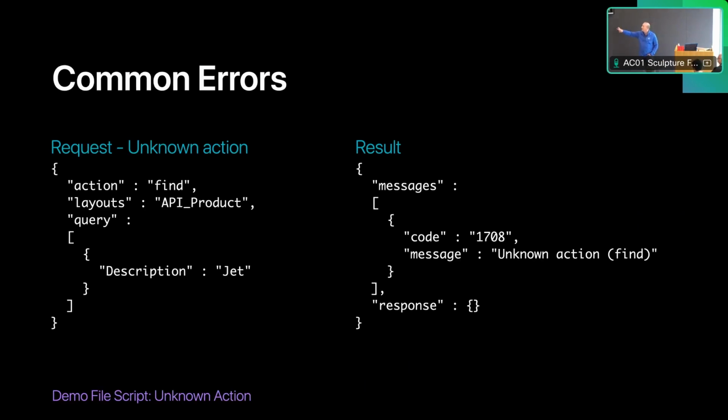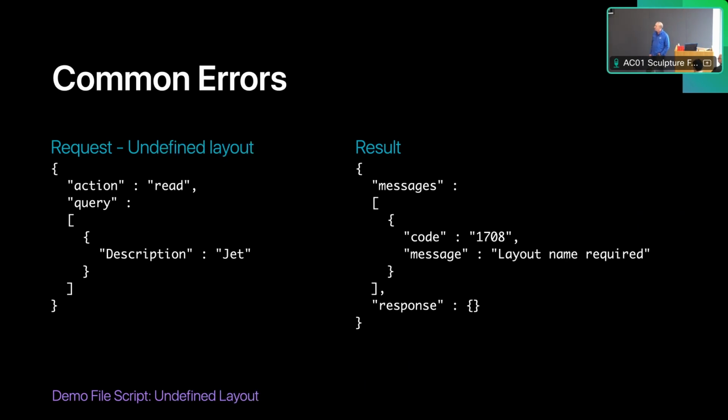So I put that in there, and you'll see over here in our messages, we've got the code of 1708, and the message is unknown action. And it's smart enough to tell us that the unknown action is a find. And the code 1708 is a specific error code that's related to API action. So if you see a 1708, you'll know that it's something to do with your API.